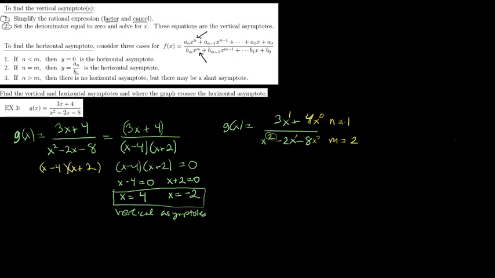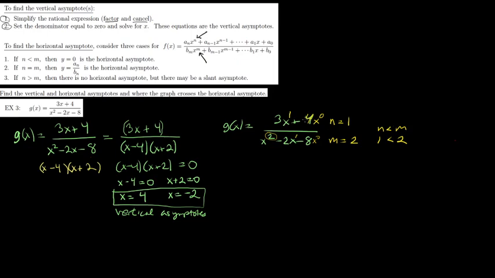Okay. So now let's compare these two numbers. Which one's bigger, right? m is 2, and 2 is bigger than 1. So in other words, n is less than m because 1 is less than 2. So that means we're in case 1 here. So in case 1, if n is less than m, and that's exactly what's happening here, then y equals 0 is the horizontal asymptote. So there's really nothing to calculate.